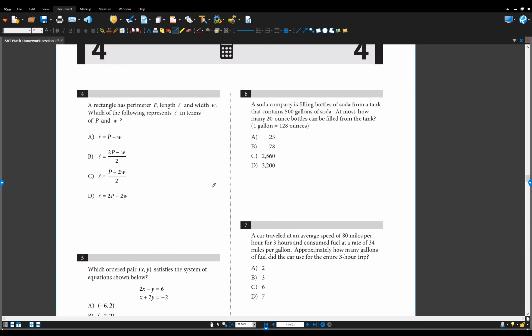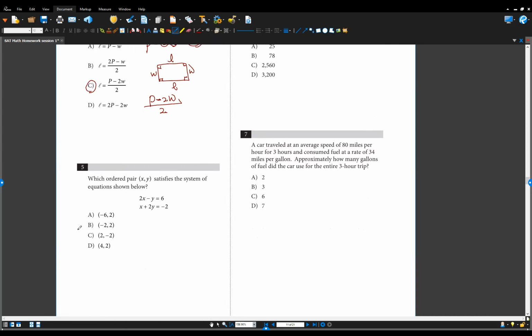All right, number 4. Perimeter. We know that perimeter equals what? 2 times length plus 2 times W. You understand? The W, L, that's the rectangle, opposite sides are equal. So how can you express L? P minus, take off 2W. After that, you can divide by 2, which gives us L. So choice C is the answer.